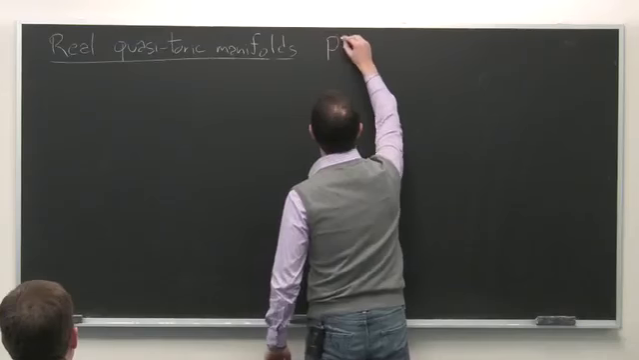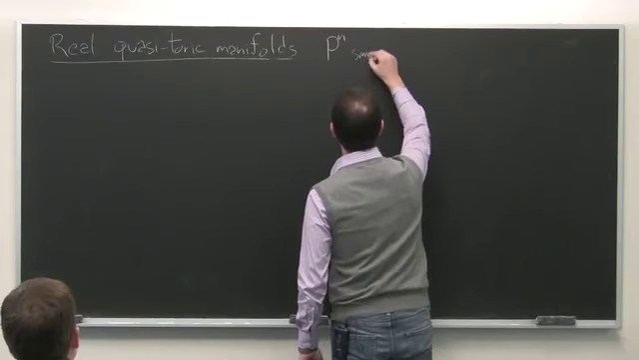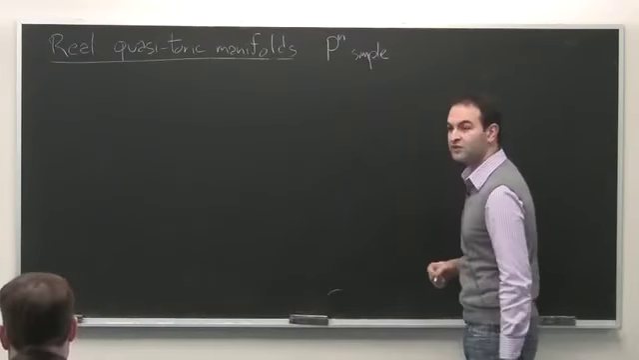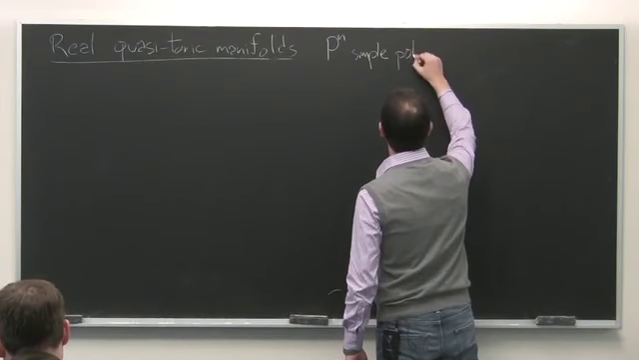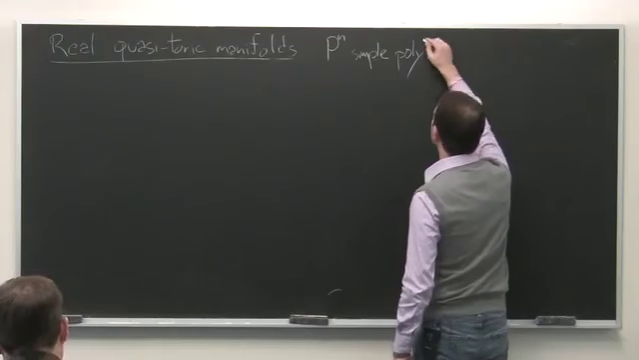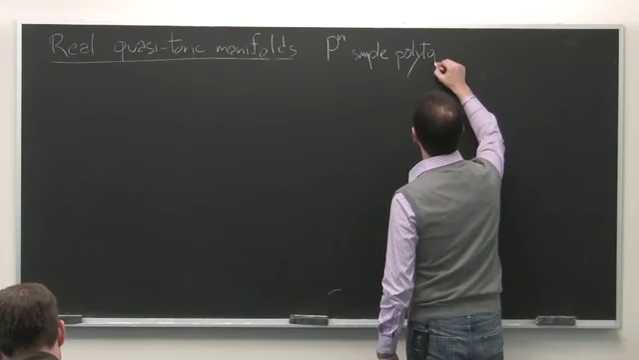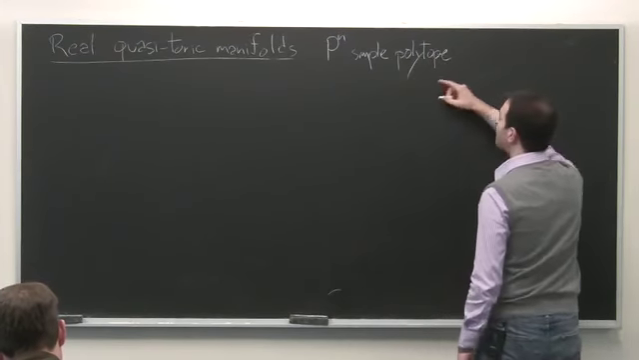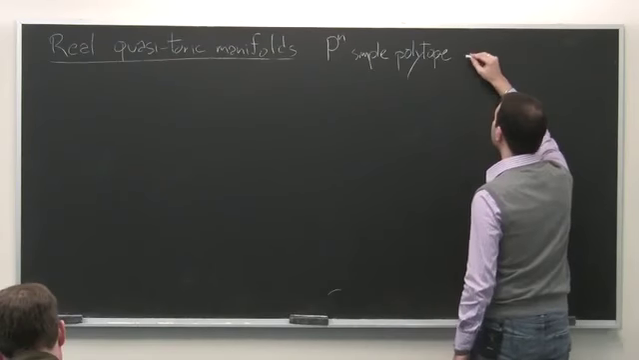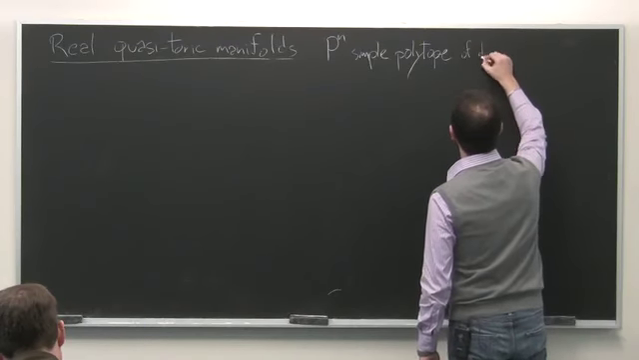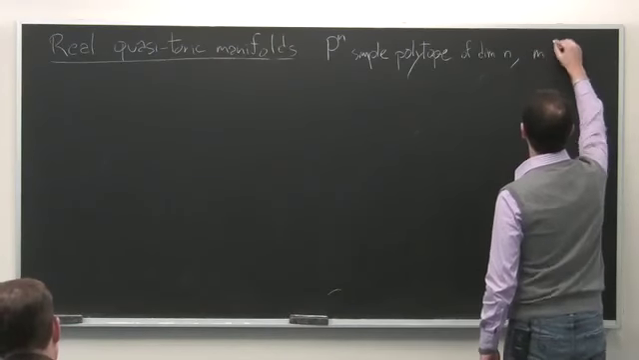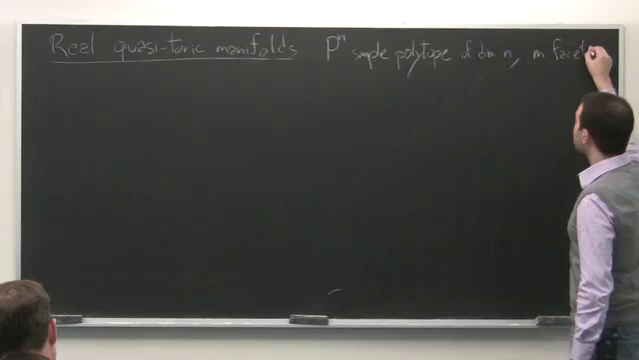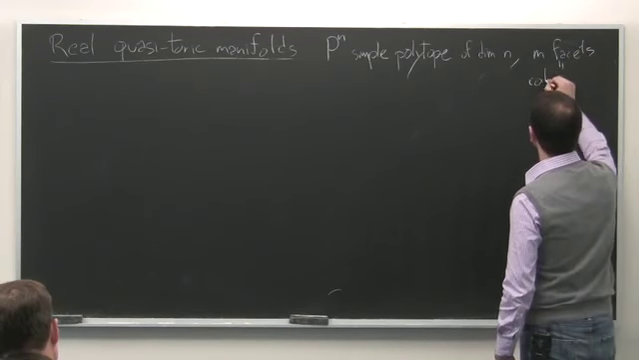You start with a simple polytope. A polytope is just the convex hull of a finite set of points in Euclidean space, a higher dimensional analog of a polygon. Of dimension n, and with m facets, and the facets are just the codimension 1 faces.